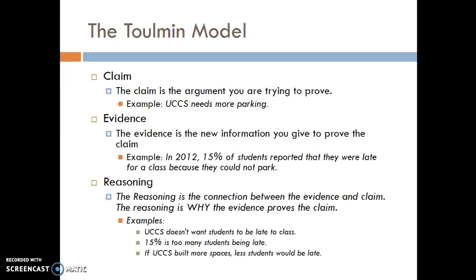The reasoning is the most complex and most difficult to really conceptualize here, but it's this tenuous connection between the evidence and the claim, right? It's why the evidence proves the claim. So for example, 15% of students reporting that they're late is persuasive evidence that we need more parking because UCCS doesn't want students to be late to class. 15% is too high of a mark. That's an unacceptably high level. And we understand that if UCCS built more spaces, then fewer students would be late to class. And all of these form the part of the reasoning for this argument.